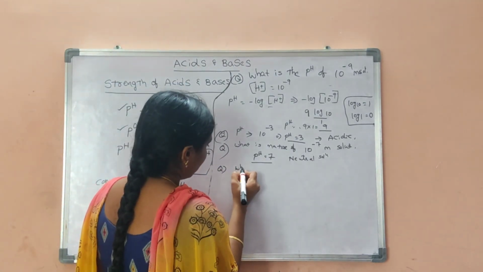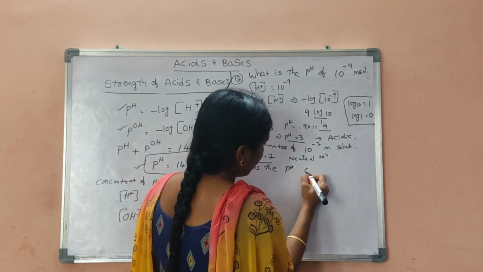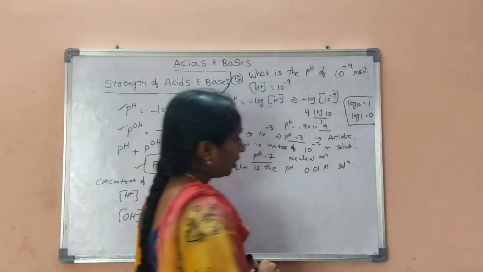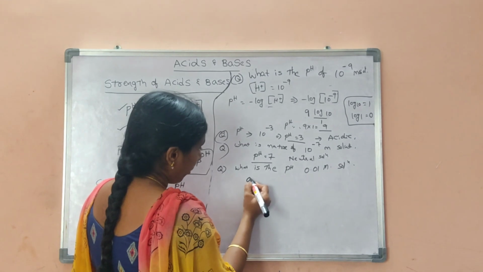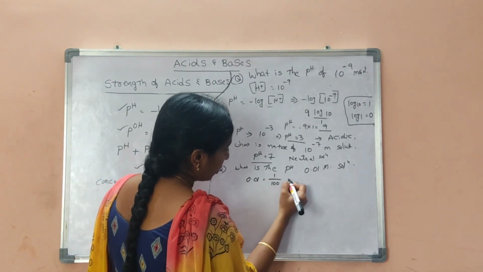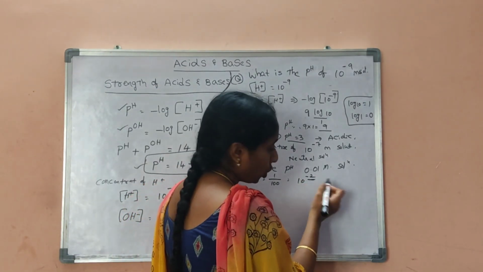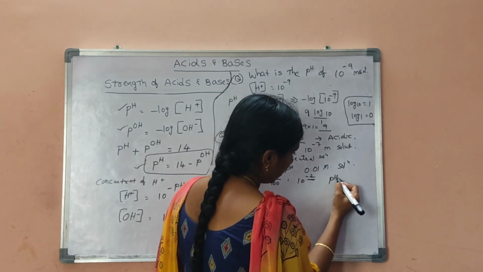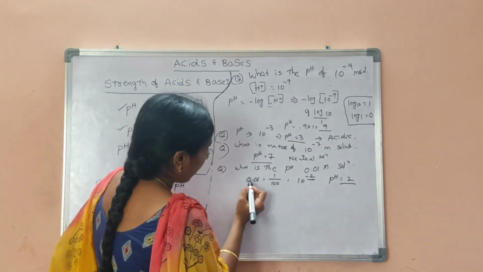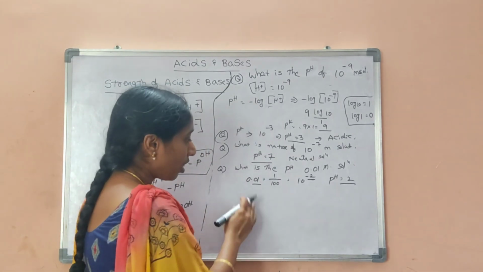Next question. What is the pH of 0.01 molar solution? Here 0.01 you can write as 1 by 100, 10 to the power of minus 2. In the power, what is the number? 2. So pH equals 2. Directly you can say, after the point how many digits are there? 2 digits. So the answer is 2.